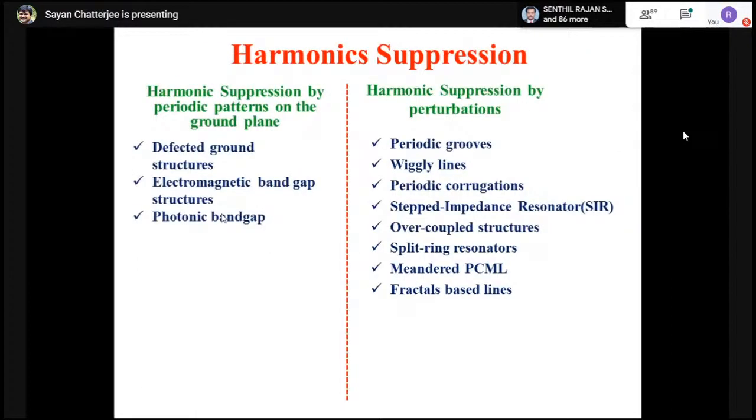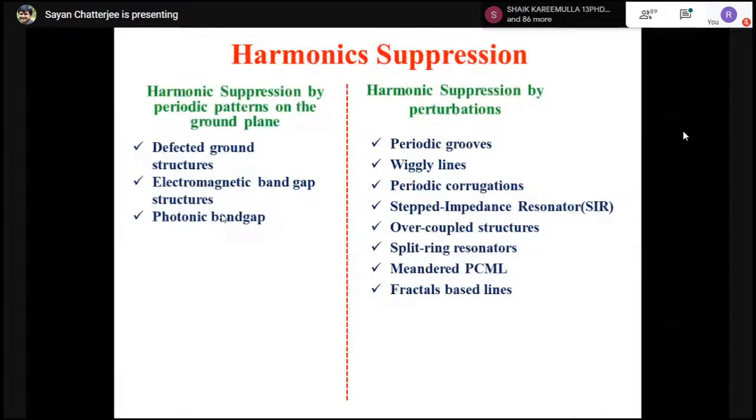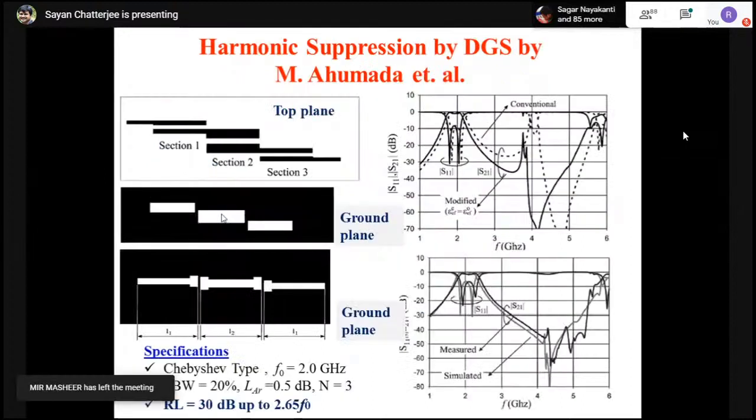So I have made two different portions. Either you add certain patterns in the ground plane so that you have certain periodic natures, or you add some perturbations. You can see here, the ground plane contains certain periodic patterns, and those patterns ultimately provide you a phase balance. That's why you can see at least the dotted line reduced here, and you can have a very good 2F, only 2F you can see here. Means the second harmonic can be removed.